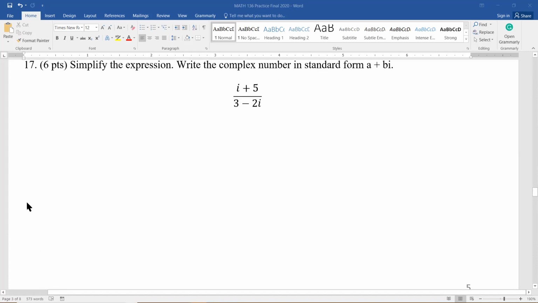Question 17, we're asked to simplify the expression, and we want to write the answer, or the complex number, in standard form, a plus bi. So when you're given a complex fraction, you're not allowed to keep i in the denominator, so you want to multiply by the conjugate. To find the conjugate, you're going to take the original denominator and change the sign of the middle. So we're going to multiply by the conjugate, 3 plus 2i.